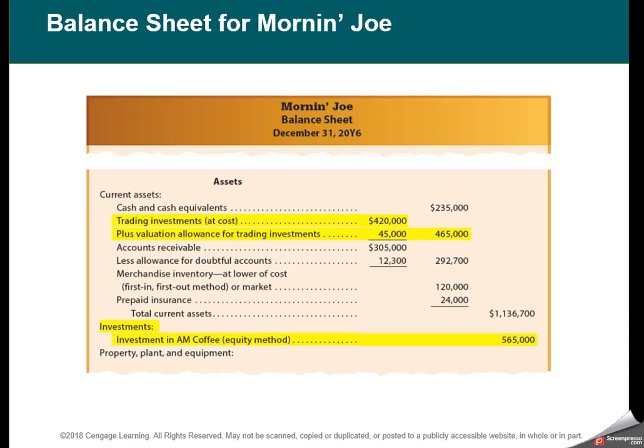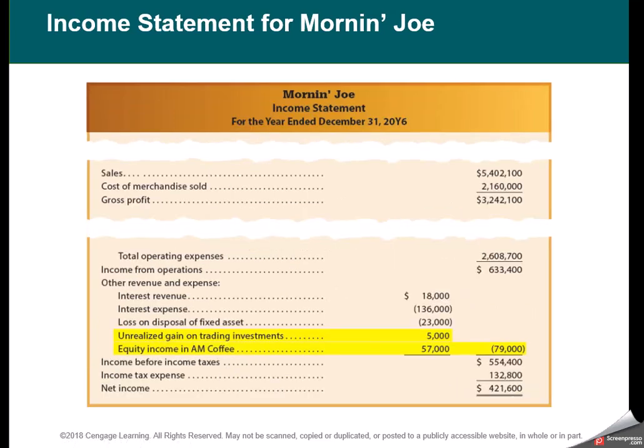And then here it shows us the balance sheet, where we've got trading investments, we've got the valuation allowances, and we have a long-term investment that is being accounted for at the equity method. So we don't have any allowances on that when we do the equity method. And then over to our income statement, in our other revenue and expense, we have unrealized gain. And then we have that equity income on that investee company that we don't control, but we have significant influence over. So we record our percentage of their income in this equity income account.